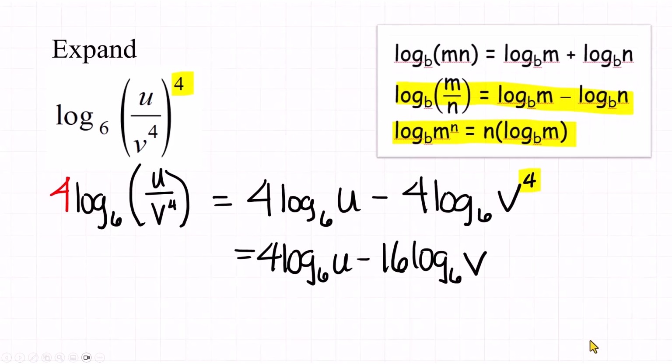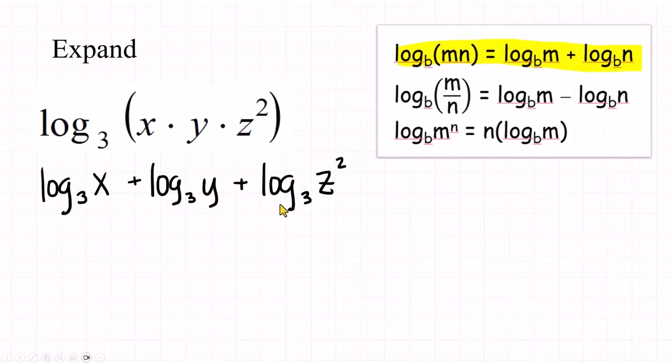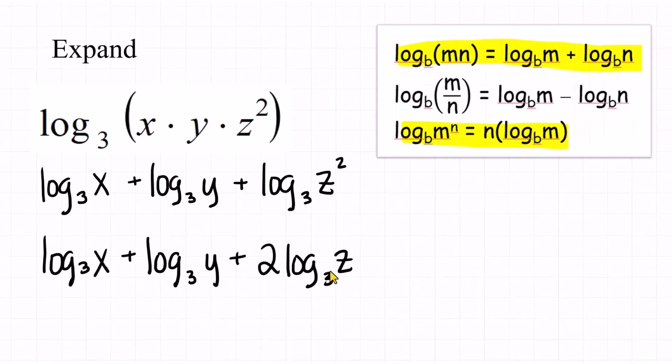They're not hard. All right, expand this thing. Well, there's a bunch of stuff being multiplied together, right? So for sure, we're going to use this property. There's a power in here too, so I'm probably going to need that power property, but I'm just going to jump in. So I've got log base 3 of x plus log base 3 of y plus log base 3 of z squared. There it is, right here. I got to pull that power down. And we end up with this. And this is a final answer.